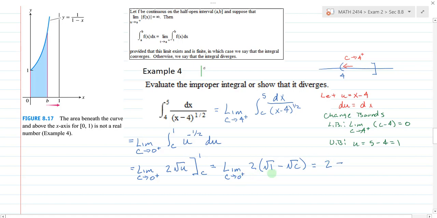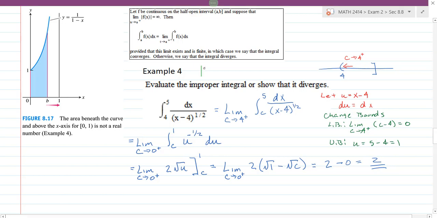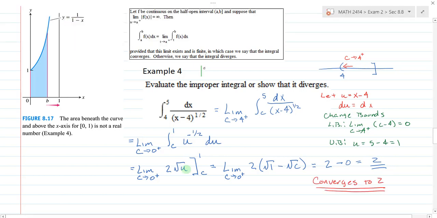The square root of 1 is 1, so this is just going to be 2 minus, and what do I get as I approach 0 from the right? It's a positive value, so the square root is defined, but what is the square root of 0? It's 0, and 2 times 0 is 0, so this would be 2 minus 0, which is 2. Because this is a finite number and not an infinity or a negative infinity, we would say that this integral converges to 2.